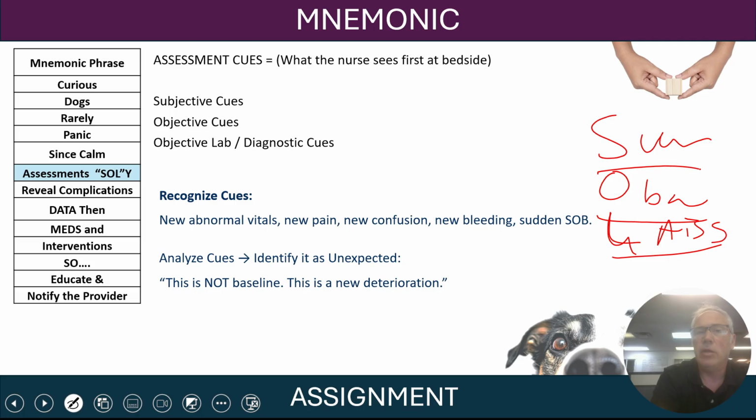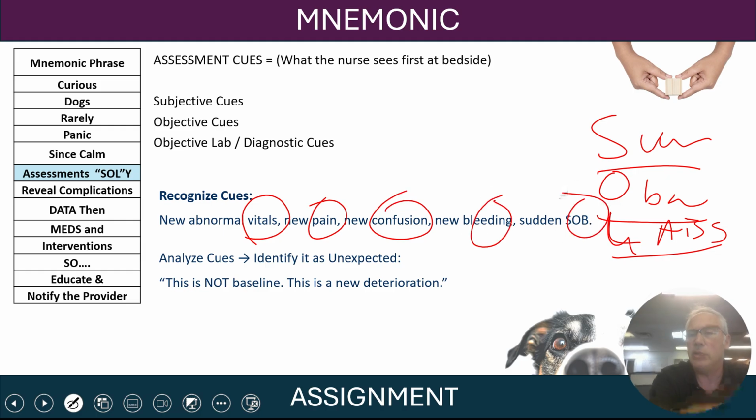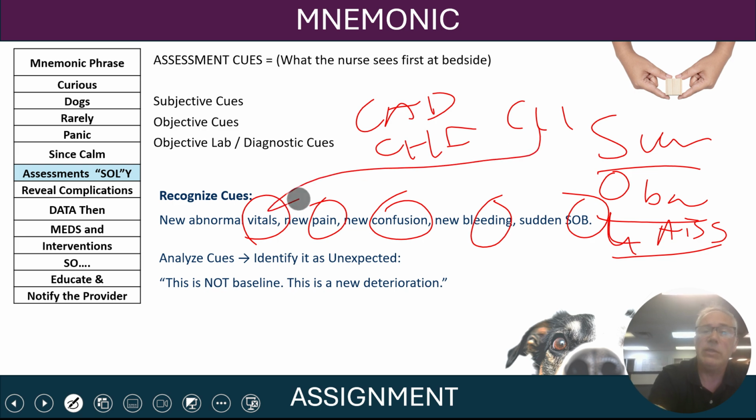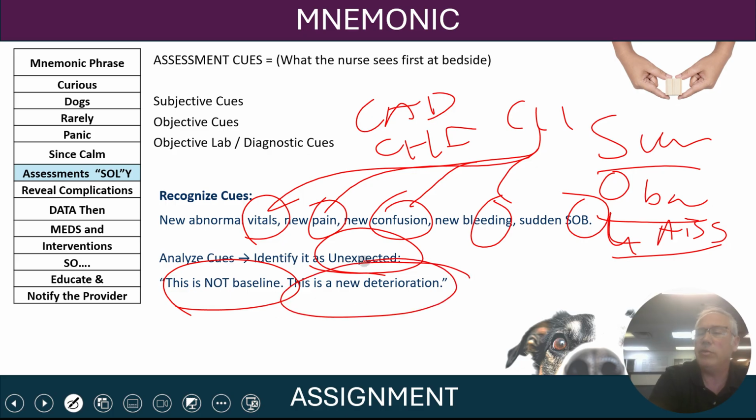And these are all cues. These are assessment cues, what the nurse sees first at the bedside. Subjective cues and objective, lab and diagnostic. So we recognize these cues, like I was just talking about, these might be vital signs, pain, confusion, new bleeding, shortness of breath, and depending on what the condition is, whether it's CAD or CHF or CKD, they're all going to present a little bit different. And it's very important to recognize what cues are telling you what's going on. So you identify it as unexpected. This is not the baseline. This is a new deterioration. That's how we analyze the cues.